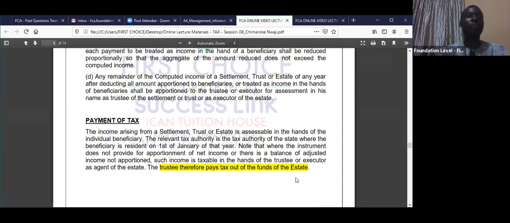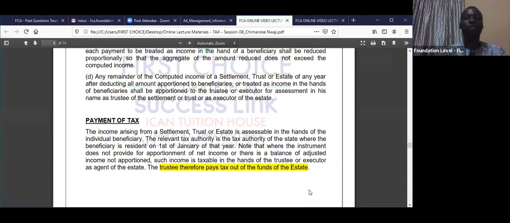Let me explain. Let's say the man has 4 children, and he has 1 million. And he said 20% of the distributable income should go to each of his children. Let's say the distributable income is 1 million. 20% is how much? 200,000.